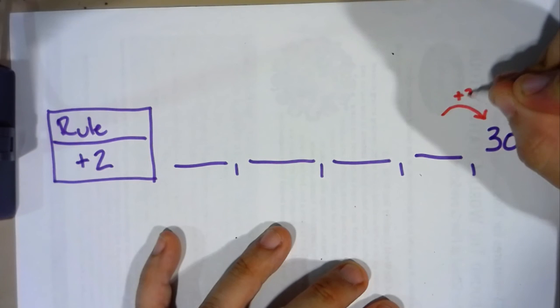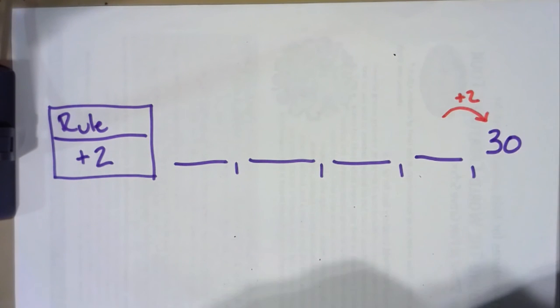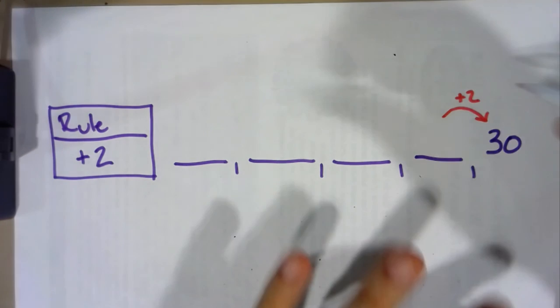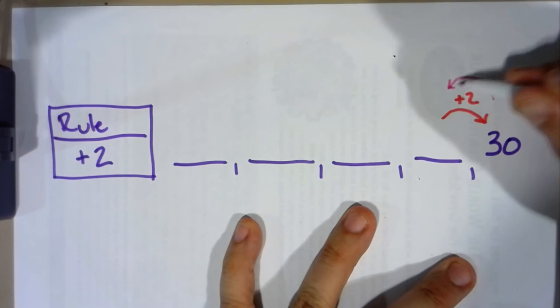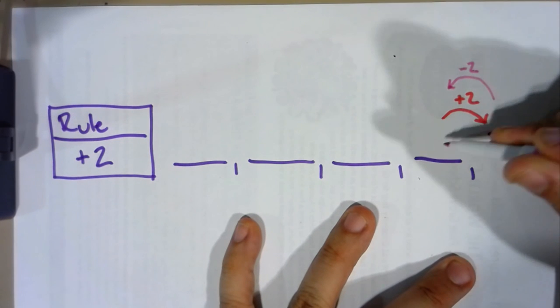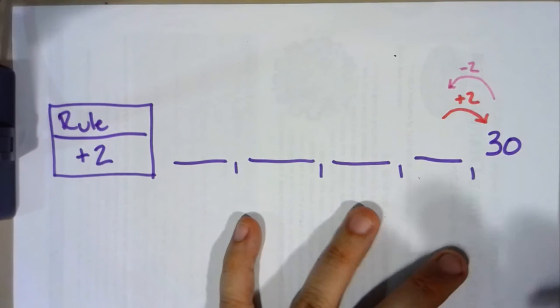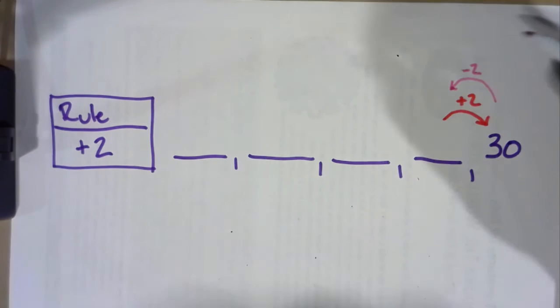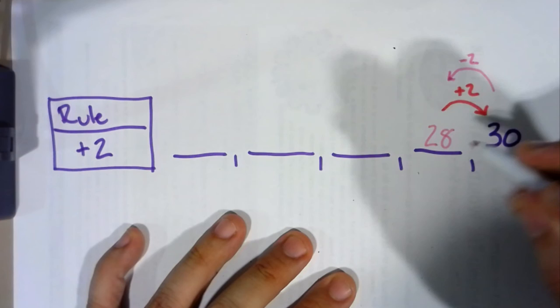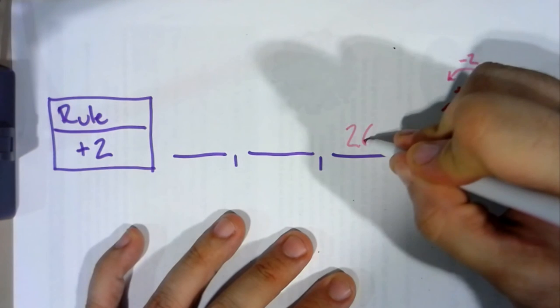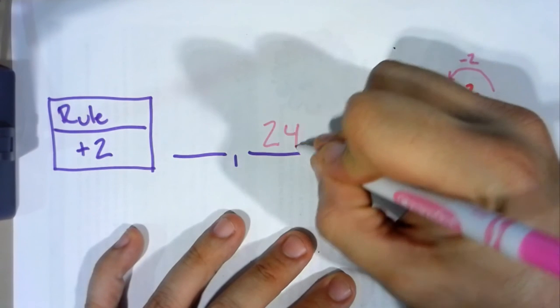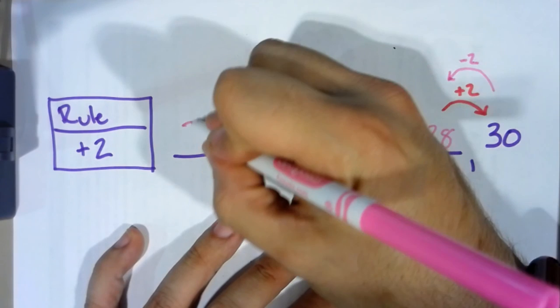So to go backwards, really what I have to do is figure out my inverse operation, and that's going to be minus 2. So 30 minus 2, because I'm going back. So I've changed my operation from addition to subtraction. 28. 28 minus 2 is 26. 26 minus 2 is 24. 24 minus 2 is 22.